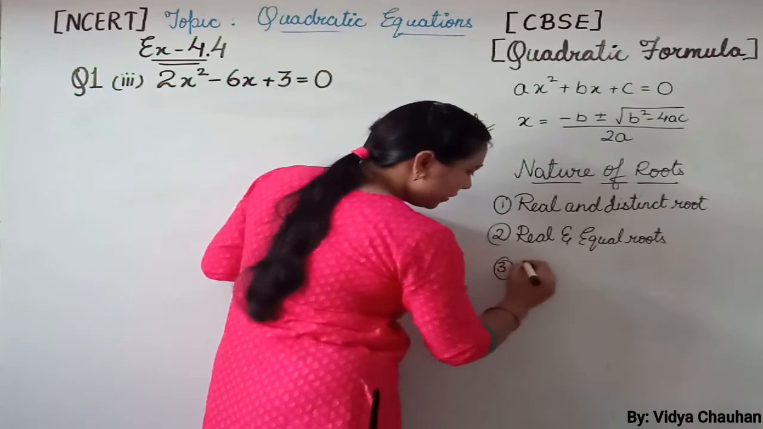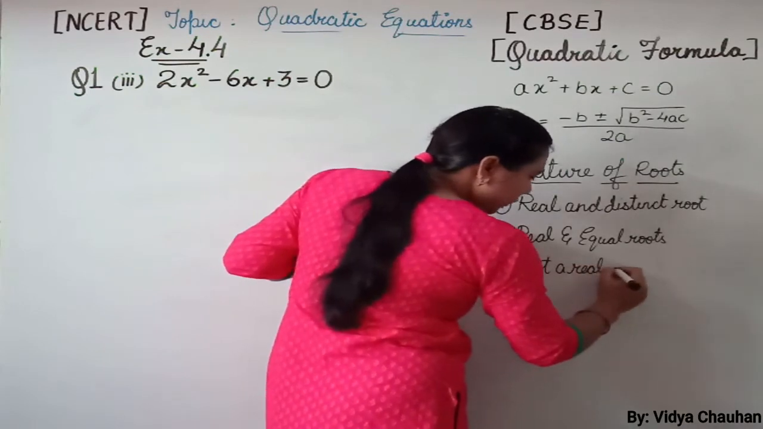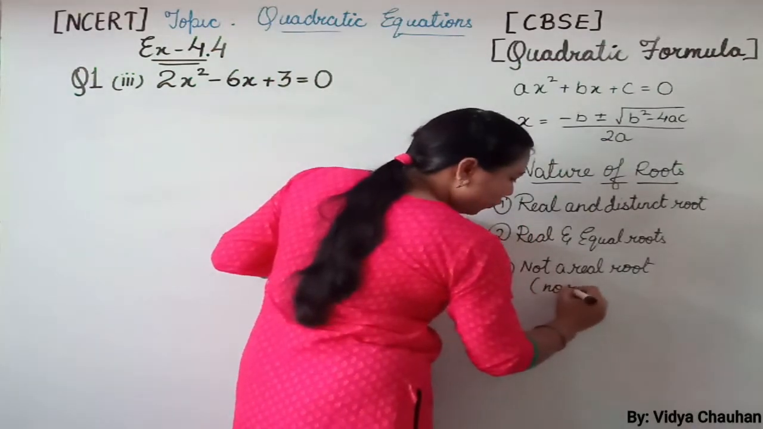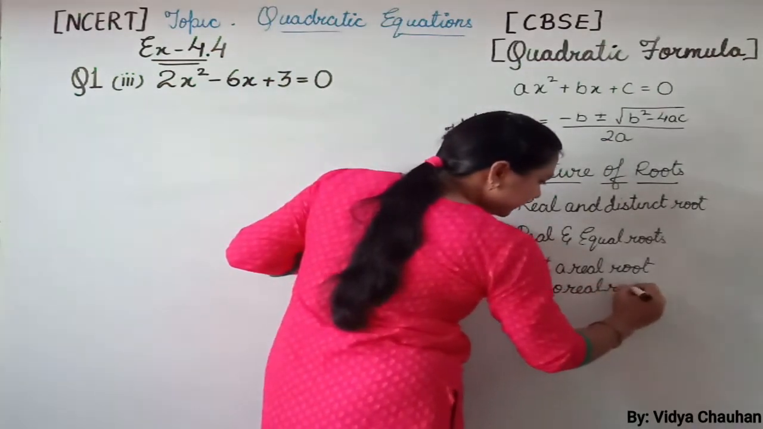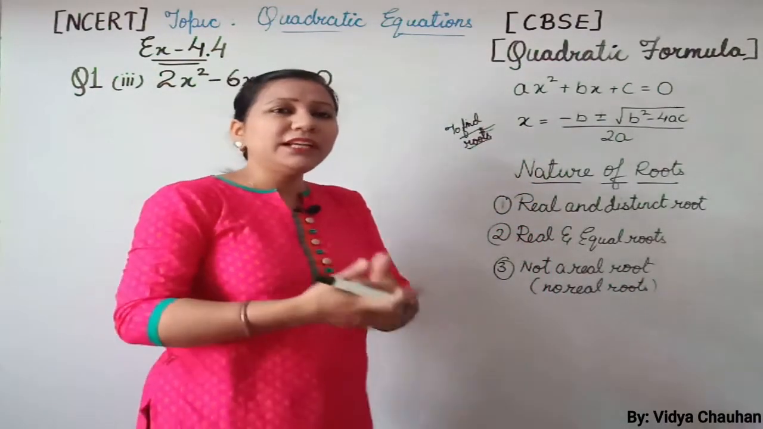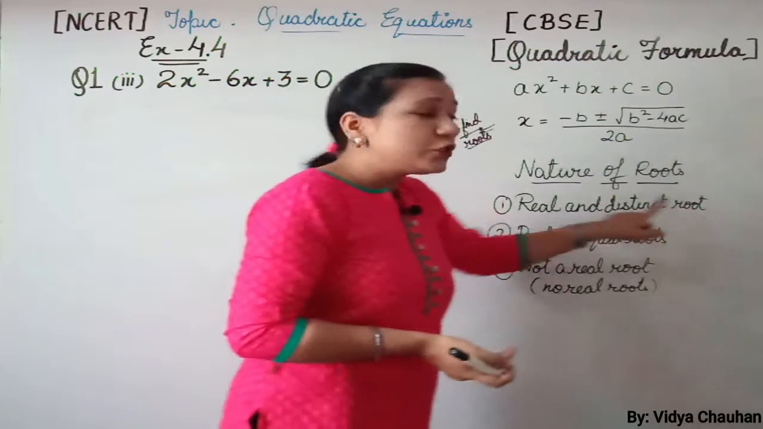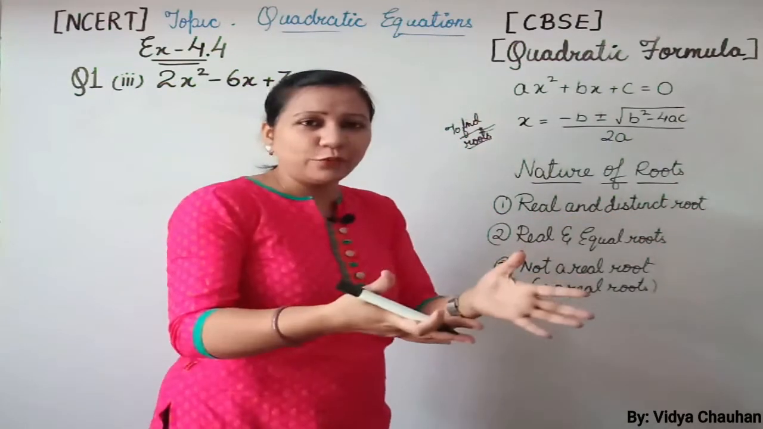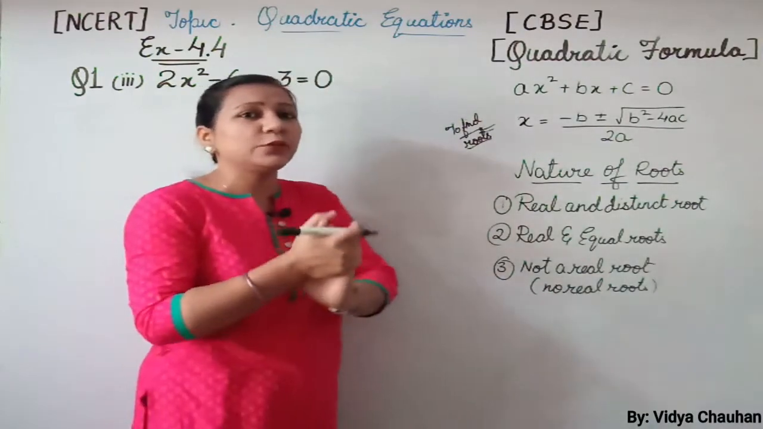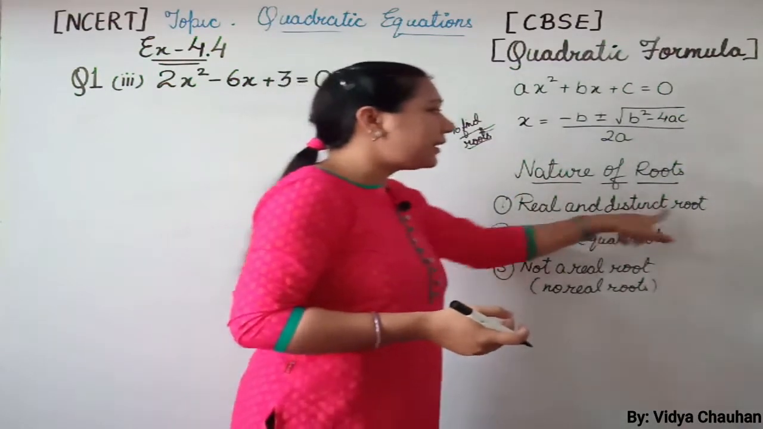And third is not real roots, or we can also say no real roots. So these are the three natures, or three types of results, which we get. Very first is the real and distinct root. Real and distinct means different types of roots, so the values will be different. Suppose you are getting x is equals to 2 and x is equals to minus 5. So this is the first case, real and distinct roots.